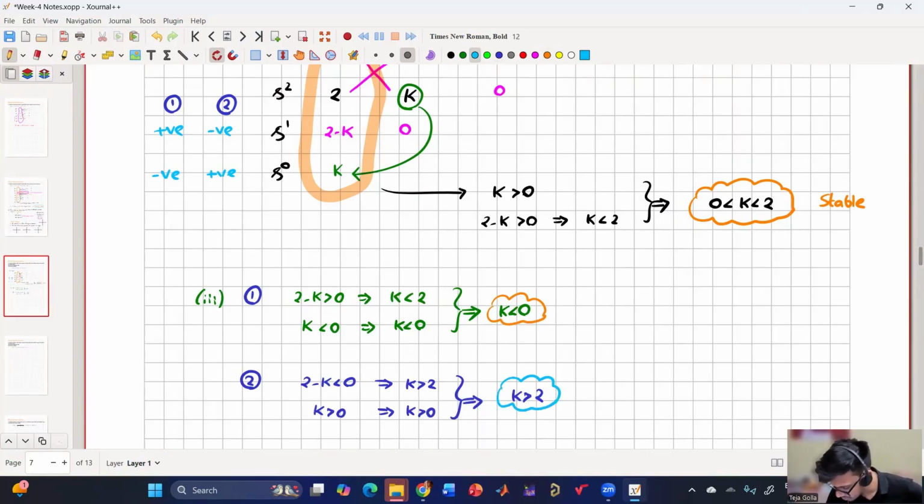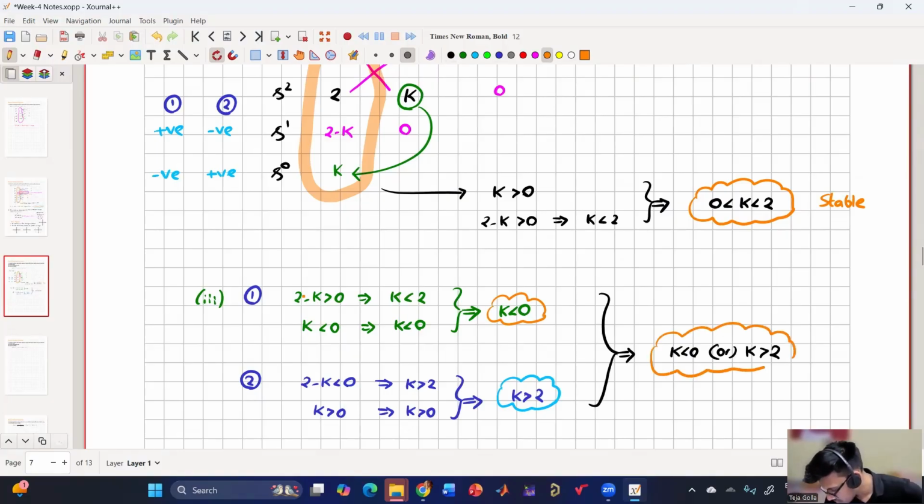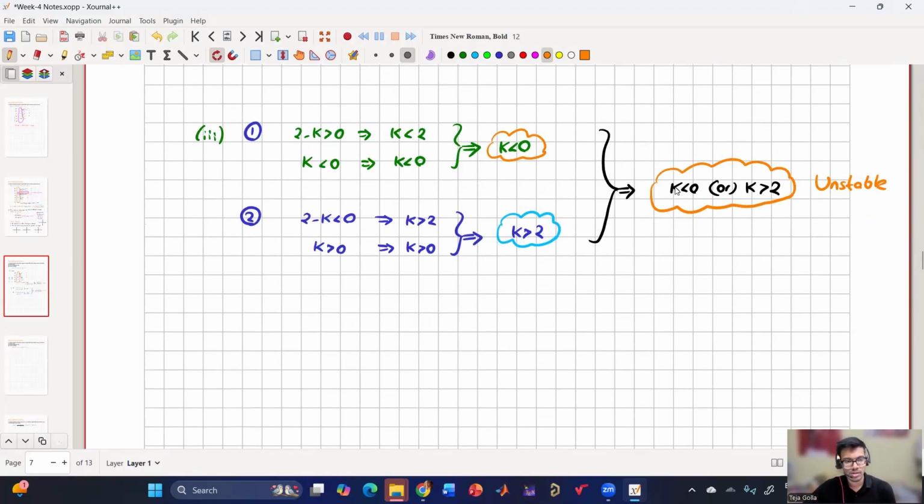Now I have to combine these two. If K is less than 0 or K is greater than 2, in both of these cases the system is unstable. From this also we can say, because in between 0 and 2 it is stable, anywhere outside 0 to 2 it is unstable, which is K less than 0 and K greater than 2.